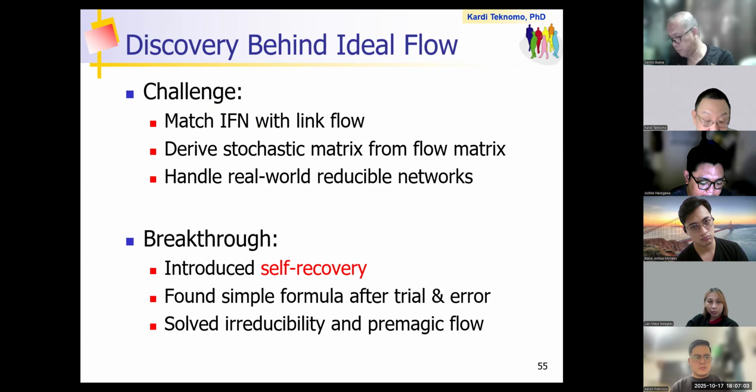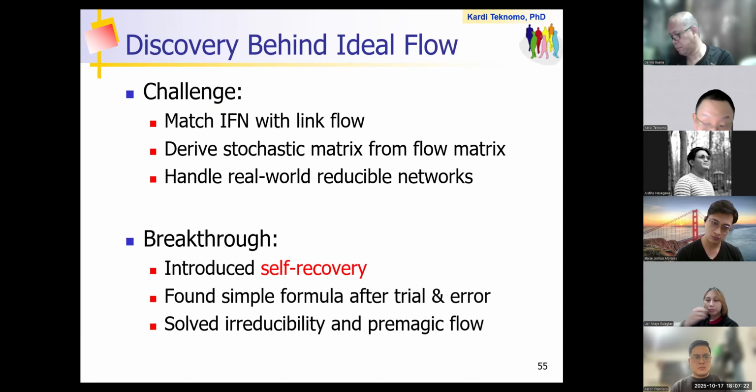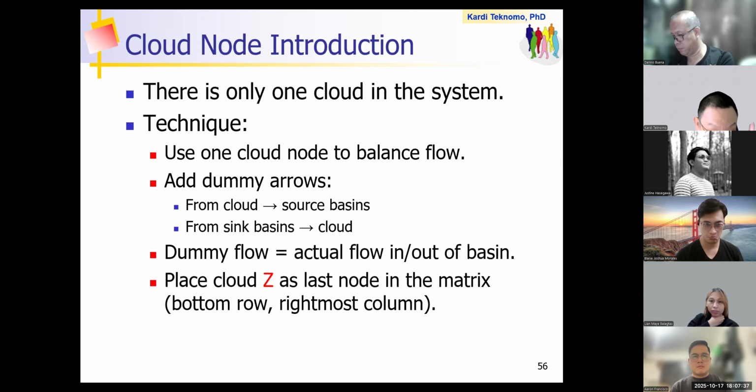Okay, so in that paper, I dive into ideal flow in the hypermarket alley, and then I will introduce self-recovery. I will show you later. After many trials and errors using pen and paper, I suddenly discovered a simple formula that solves these two problems at once, making the network irreducible and the flow matrix become pragmatic. That moment changed everything. Okay, what is that? Here.